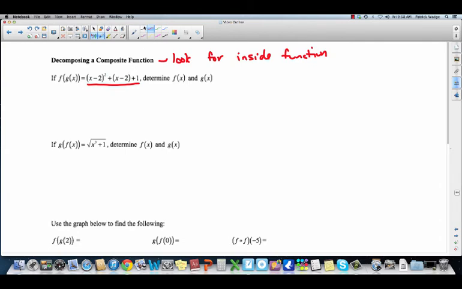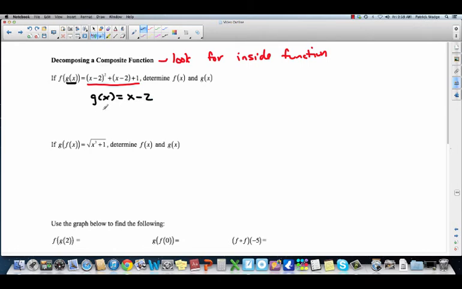Again, probably an example is going to help you here. So what I see is that x minus 2 kind of recurs here and it's kind of inside the whole function. So make that your last function. Make that your g of x. g of x equals x minus 2.